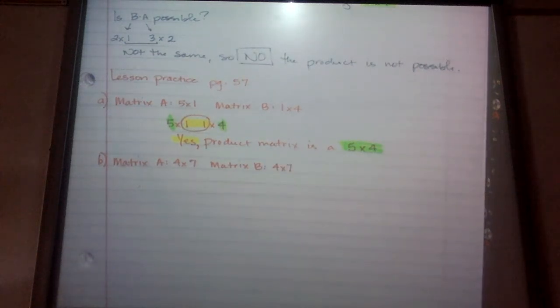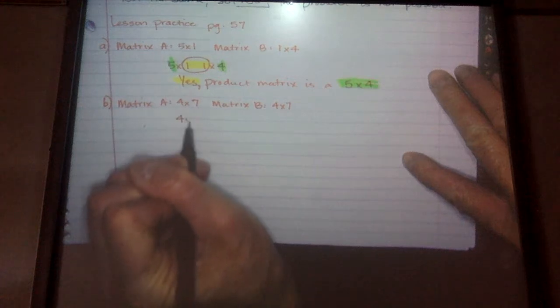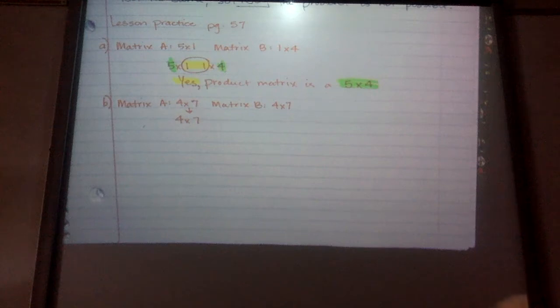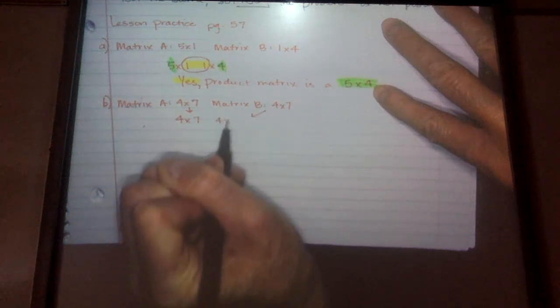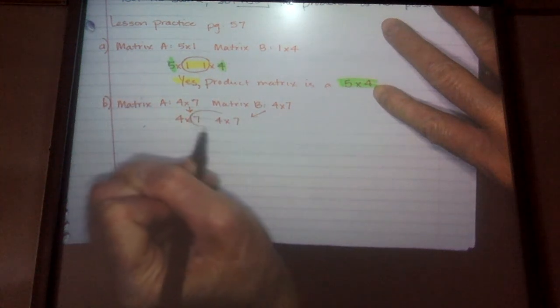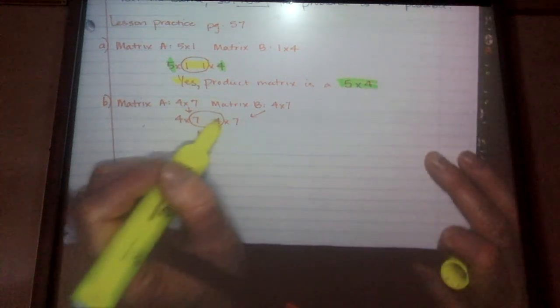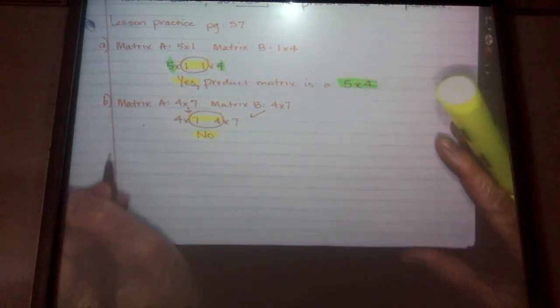Now, this one is probably pretty obvious to you, or maybe not, but let's write it out. Can I multiply a 4 by 7 and a 4 by 7? Look at the two middle numbers. No, because they are not the same. So because these are not the same, the answer is no. So hopefully that's what you got. If not, let's try it one more time.